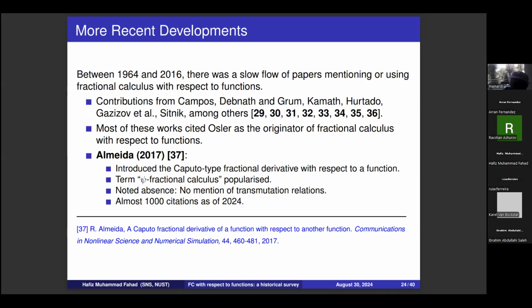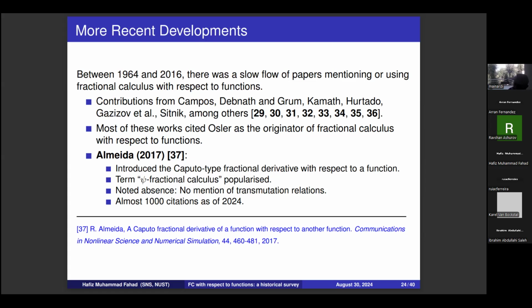Regarding the more recent developments, between 1964 and, let's say, 2016, there was a gradual flow of papers exploring fractional calculus with respect to functions, and significant contributions came from researchers like Campos, Debnath, and many others who often cited Osler as the originator of these definitions.